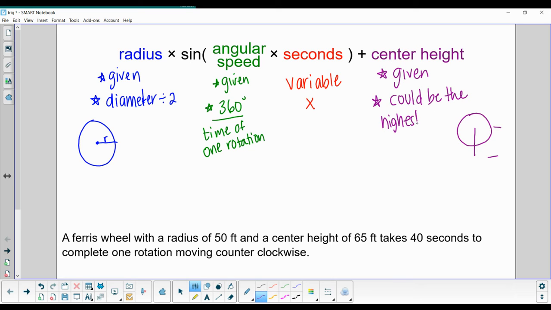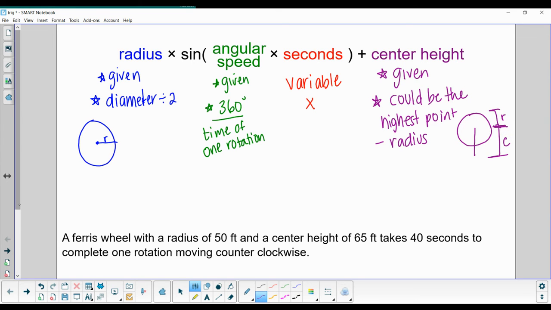minus the radius. Because if you recall, from here to here is your center height, and then from here to the top is your radius. So if you're given your whole highest point, you would just take the highest point minus the radius to get your center height.